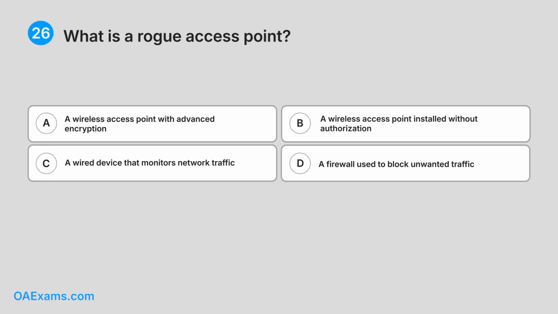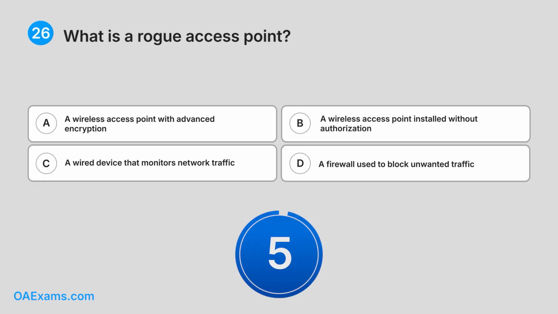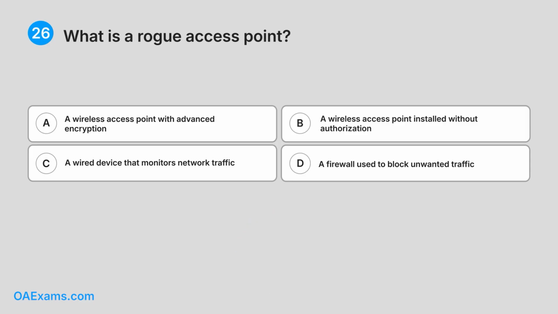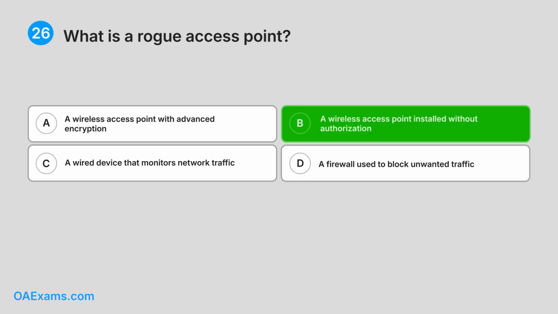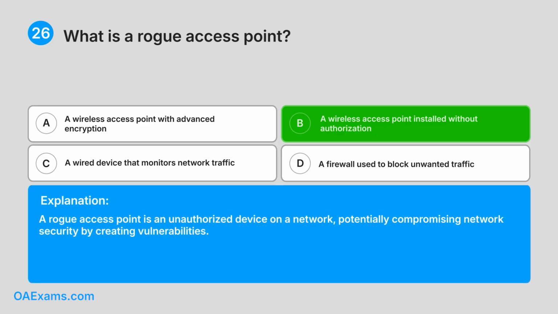A. A wireless access point with advanced encryption. B. A wireless access point installed without authorization. C. A wired device that monitors network traffic. D. A firewall used to block unwanted traffic. Do you know the answer? Correct answer. B. A wireless access point installed without authorization. Explanation. A rogue access point is an unauthorized device on a network, potentially compromising network security by creating vulnerabilities.